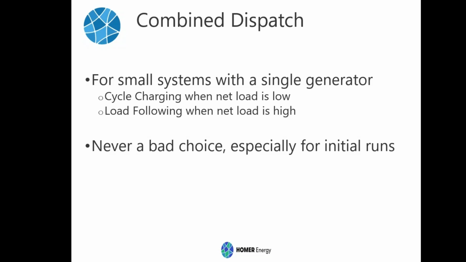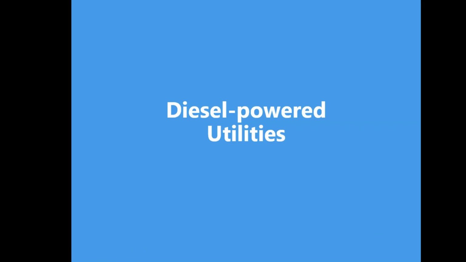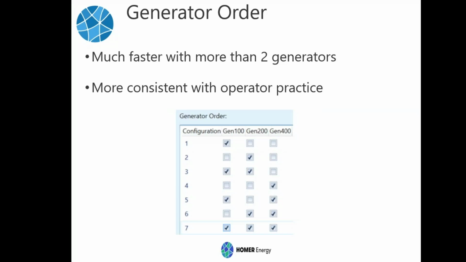And when I say intelligently switches, I mean when the net load, the load minus the renewables, is low, you cycle charge instead of running the diesel or generator at a low load. But when the net load is high, then it load follows. So that tends to work pretty well most of the time, and it's a good starting point. So that works well for your smaller systems with a single generator, maybe 2 generators. But if you have a lot of generators, those dispatch strategies tend to run really slowly because every hour it's doing a little tournament of all possible combinations.